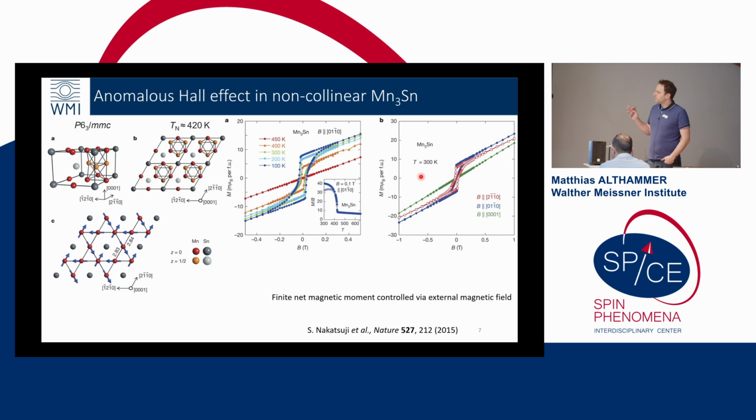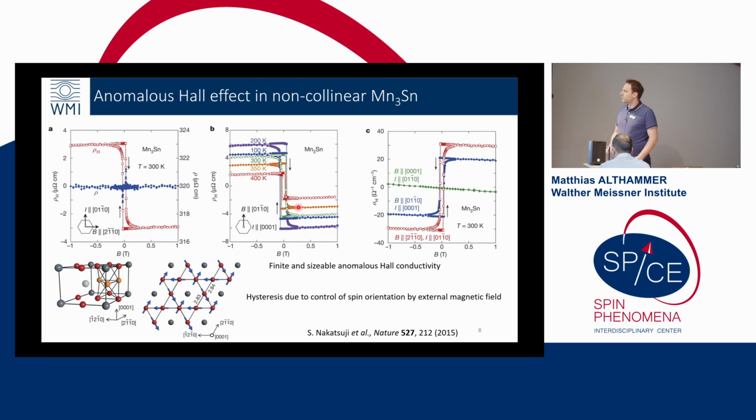So the nice thing here from the experimental side is you have this hysteresis where you can selectively go from one certain configuration here. So for example, these spins here pointing up or these spins pointing down. And in this way, you can selectively go into two different magnetic configurations, and you would expect that this gives you an anomalous Hall signal.